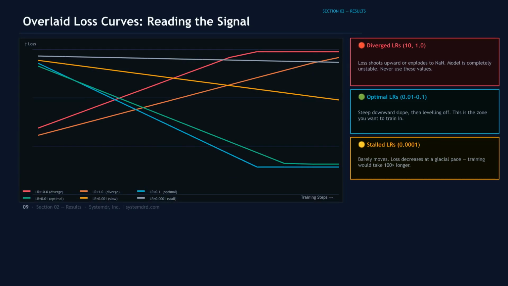This chart shows the output of the LR Finder. Red and orange curves show LRs that diverge or are unstable. Cyan and green curves show optimal LRs, providing a steep initial drop and stable convergence. The amber line shows a stalled LR. We are looking for the steepest descent before the divergence zone.